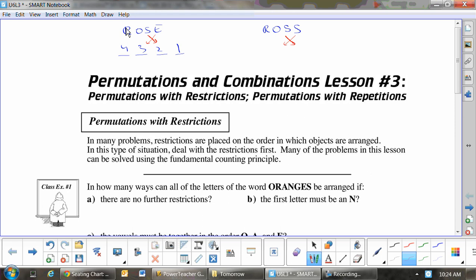Now, how are we going to deal with that? And what about this? What if I said every word has to start with S? Or what if I said in rose, O and E must be together? Or that O and E must be together in that order. Or I could say O and E must be together, and it must start with R. How many different ones are there?